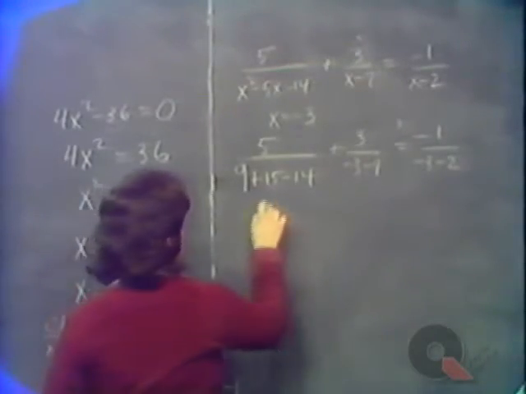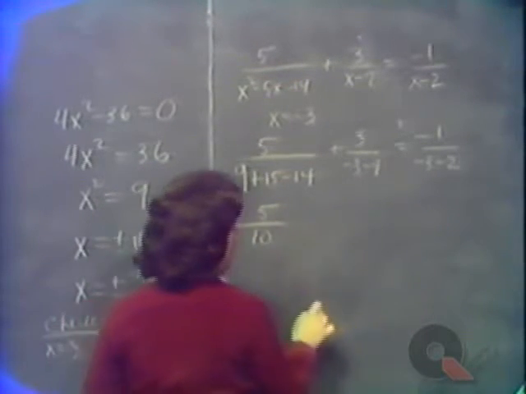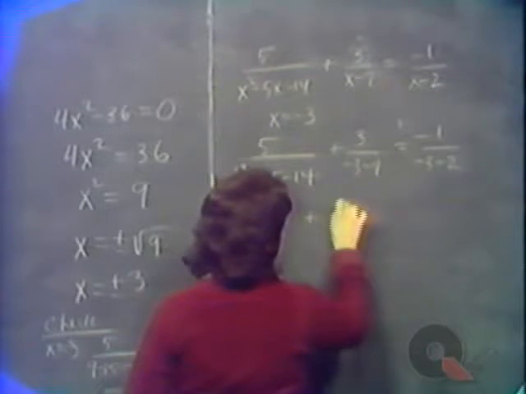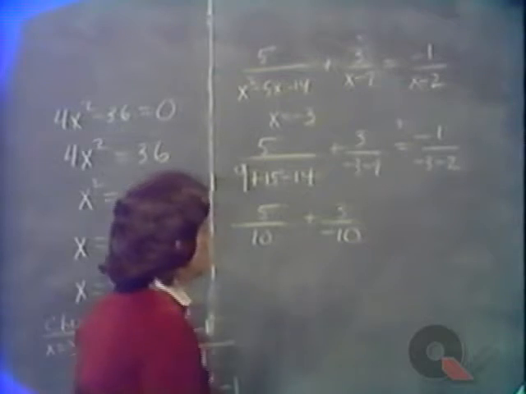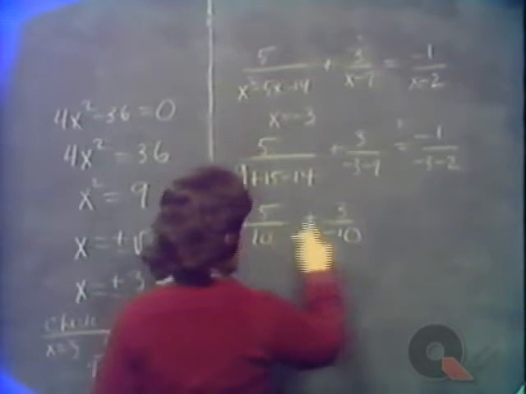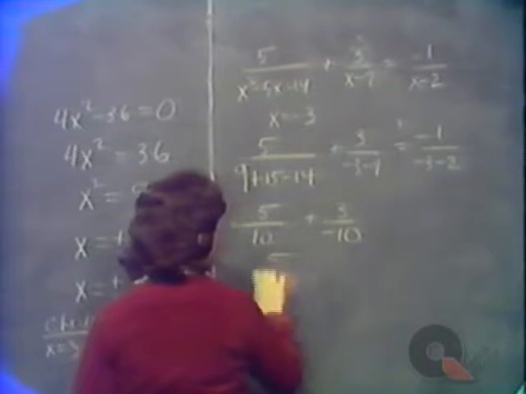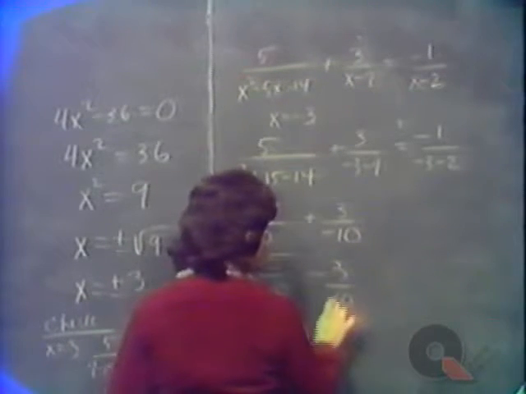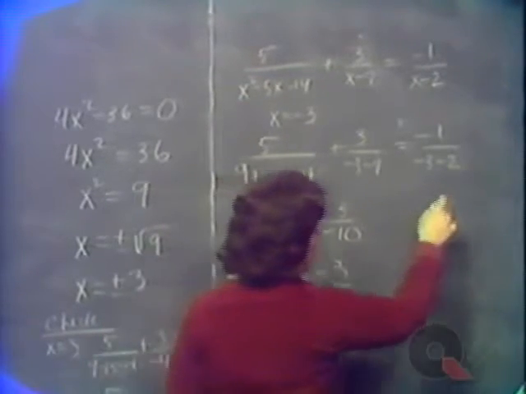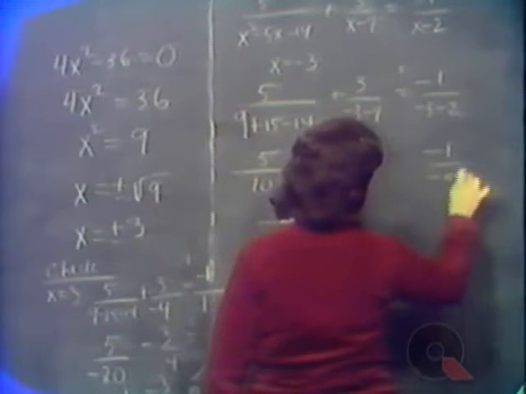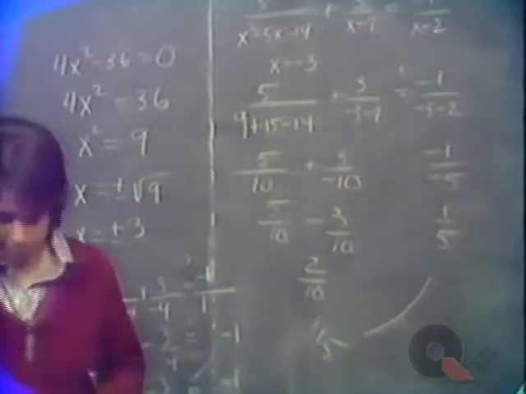Okay, we have 5 over 9 plus 1, so 5 over 10, and here plus 3 over minus 10. So 5/10 minus 3/10, that's 2/10, or 1/5. And on the right side here we have minus 1 over minus 5, which of course is 1/5, so it does check out.